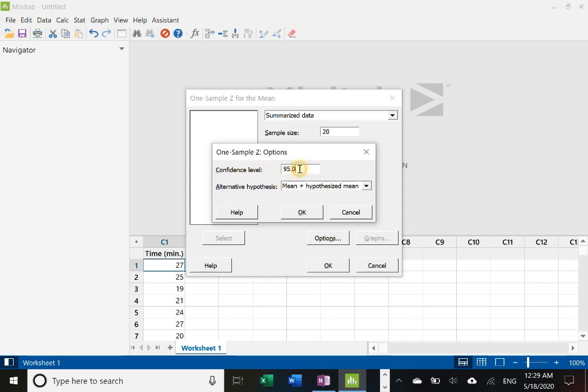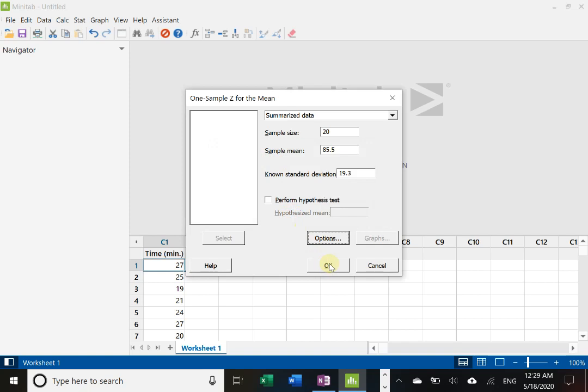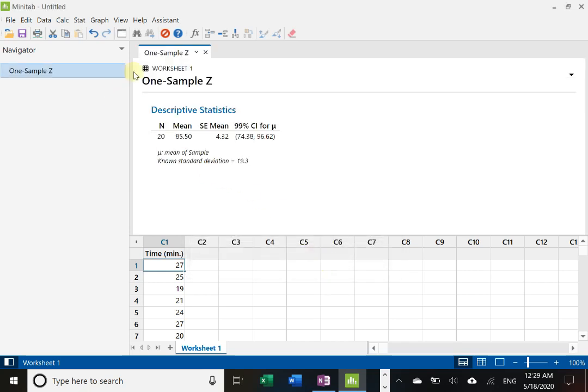Okay, so 99. And don't worry about this dialog box here, that's for hypothesis tests. We'll look at that in the next lecture. Okay, and that's it. Then okay again, and you will see what I had earlier. There you go, the mean 85.5, and those were the confidence limits. The 74, by the way, that's the lower limit. 97 is the upper limit of that confidence interval. Okay, so pretty easy, huh?